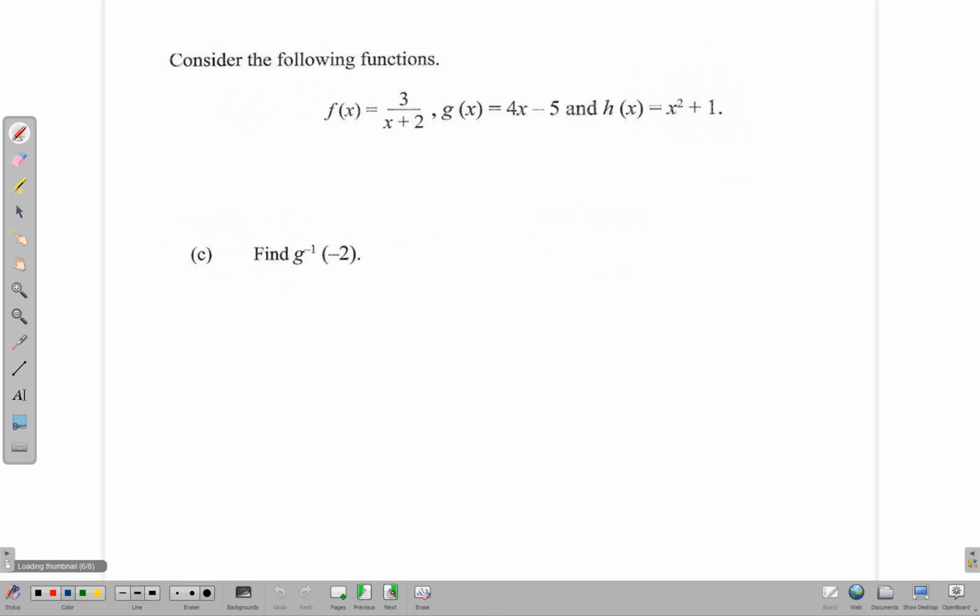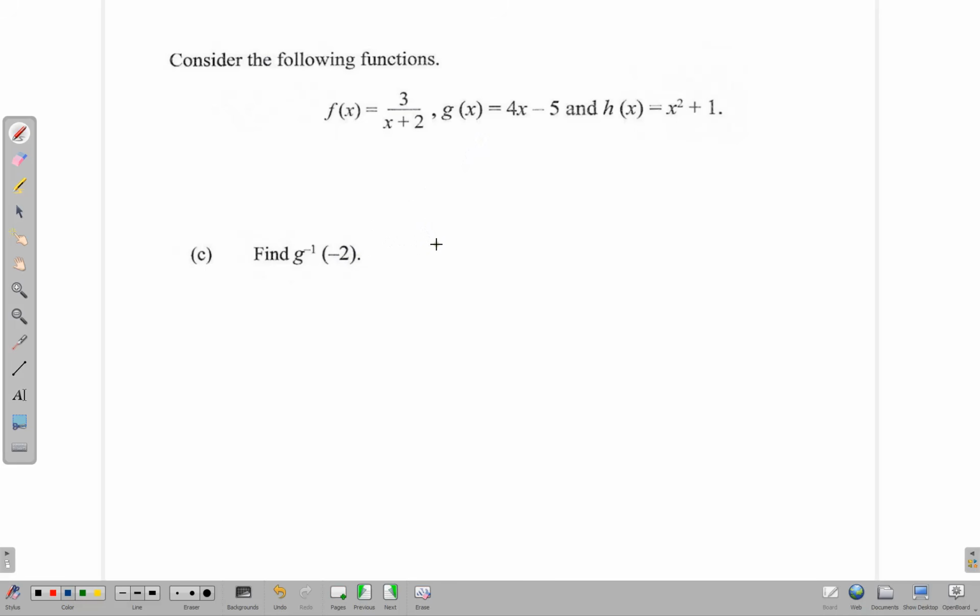Next one. Here we want to find g inverse of negative 2. Now g inverse of negative 2 is asking a very different question from something like g of 2. Something like g of negative 2 would say, put negative 2 into g, work it out, and see what you get. g inverse of negative 2 is asking something quite different. It's asking what number do you put into the g function to get negative 2 at the end.